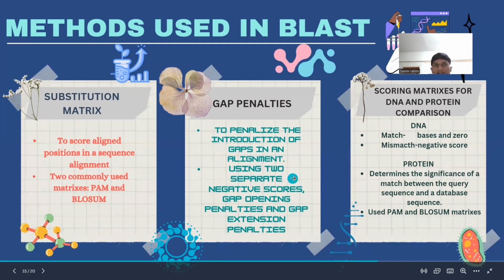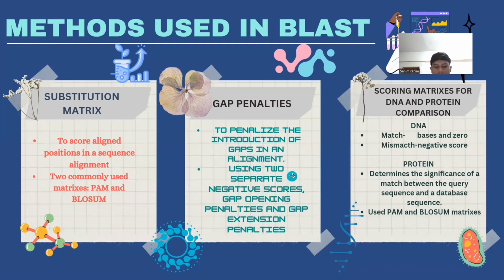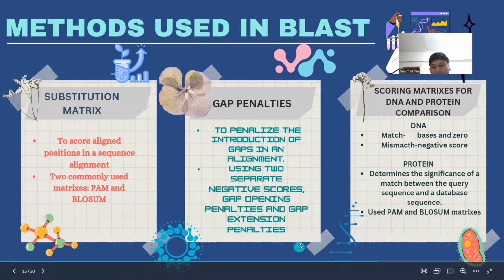And the next one is gap penalties. Gap penalties penalize the introduction of gaps in an alignment. They use two separate negative scores, which are the gap opening penalty and the gap extension penalty. The gap opening penalty is a large penalty for introducing a gap, while the gap extension penalty is a much smaller one, which is used to extend an existing gap in the sequence.